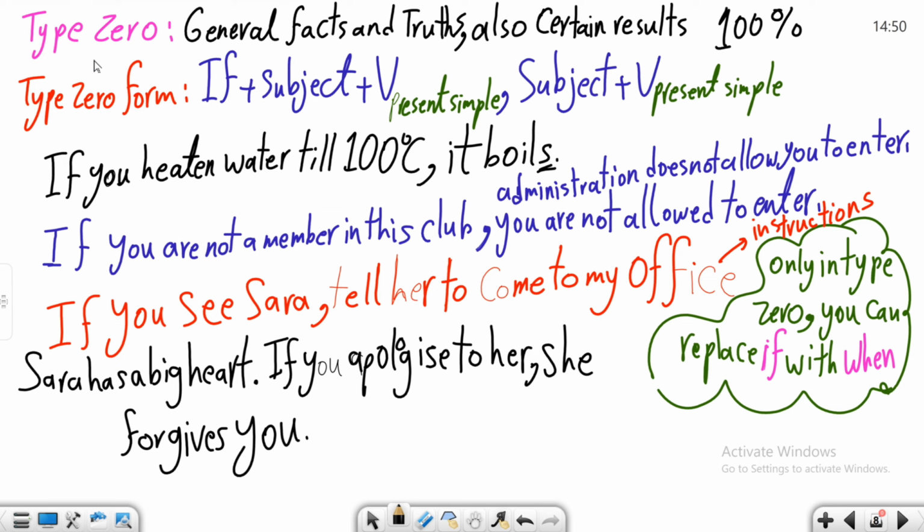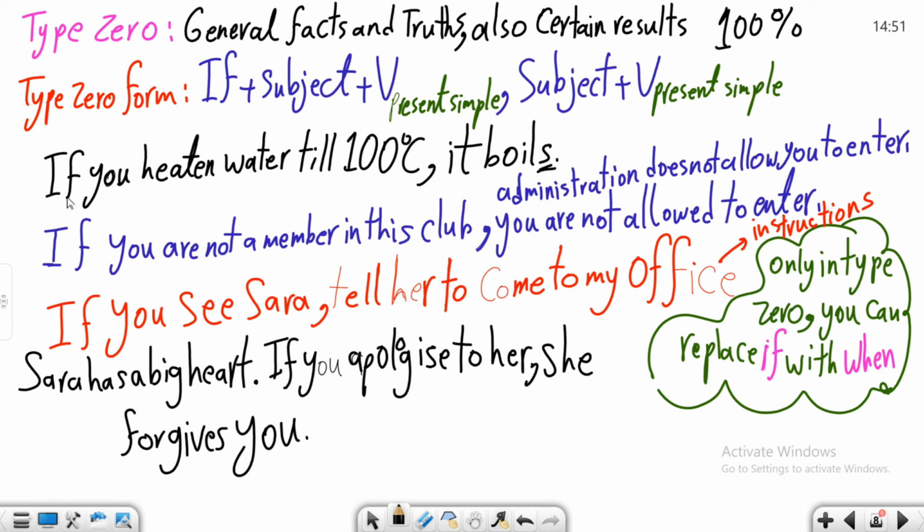Now here, my friends, I have a piece of information, a note, before I close this page. Only in type 0, we can replace if with when. Why? Because if and when here give the same meaning, as long as we are 100% sure of the results of the action, the results of the hypothesis, the results of the condition, then we can replace if with when.